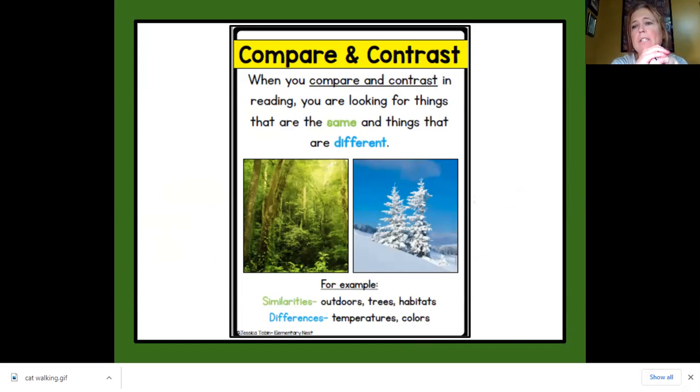And if you remember, we looked at these two pictures last week, and we said that the similarities were they're both outdoors, they both have trees, and they're both habitats, or places where animals live. But they're also different. The temperatures are obviously different because the one on the right has snow, and the colors are different. The one on the left is very green, whereas the one on the right is very snowy.